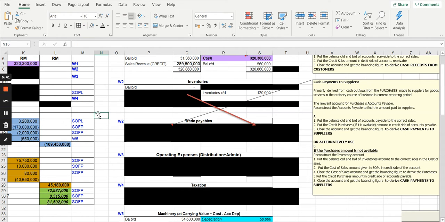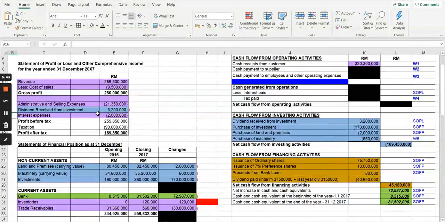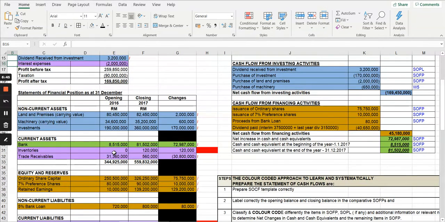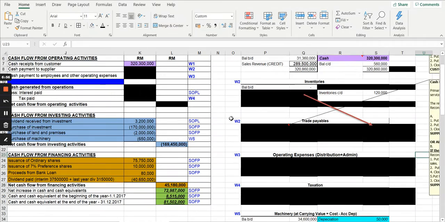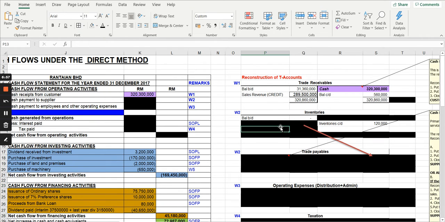Go and check your statement of financial position. There is no balance here. Check, and you need to put a tick. Remember that. We are going to find how much is the cash payment to our supplier. So after you have done that, go and take the cost of sale.